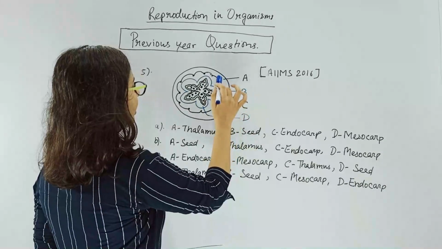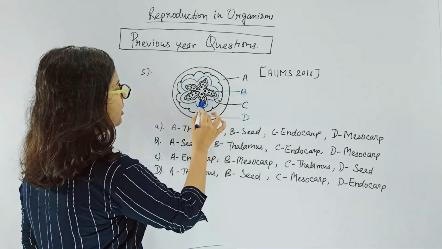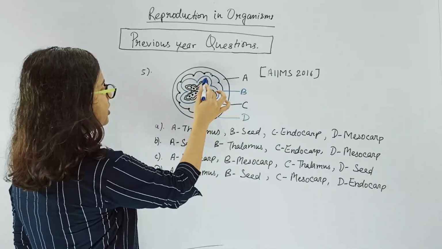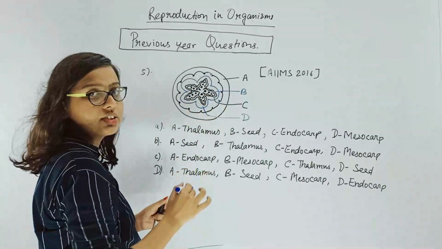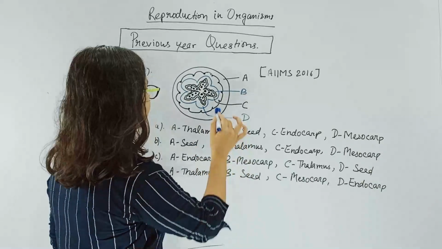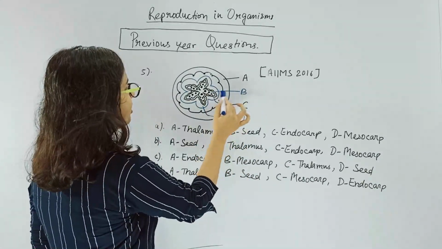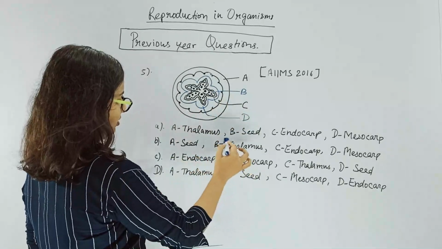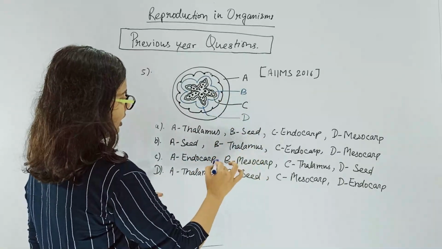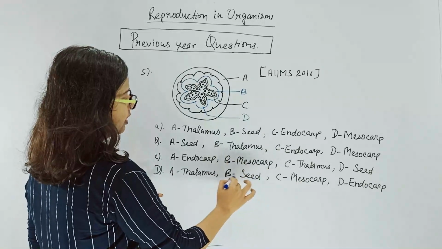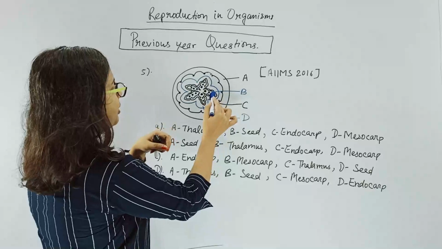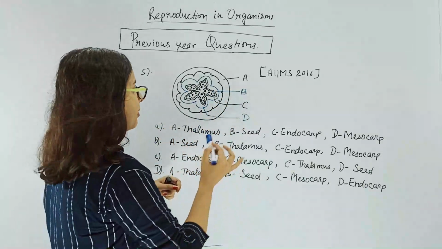So what is B? Let us start from the inner one. What are these dotted structures? These dotted structures are the seeds. So B is seed. Search for the option in which B is given as seed. Thalamus, mesocarp, B is seed. Two of the options have B as seed. This is correct.